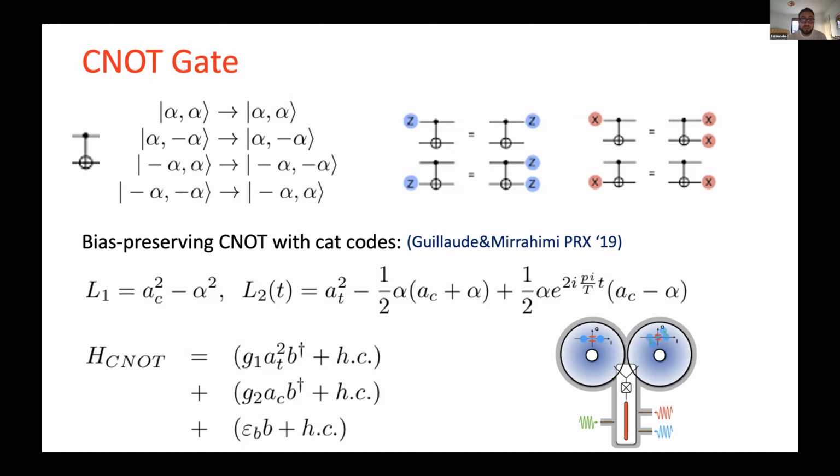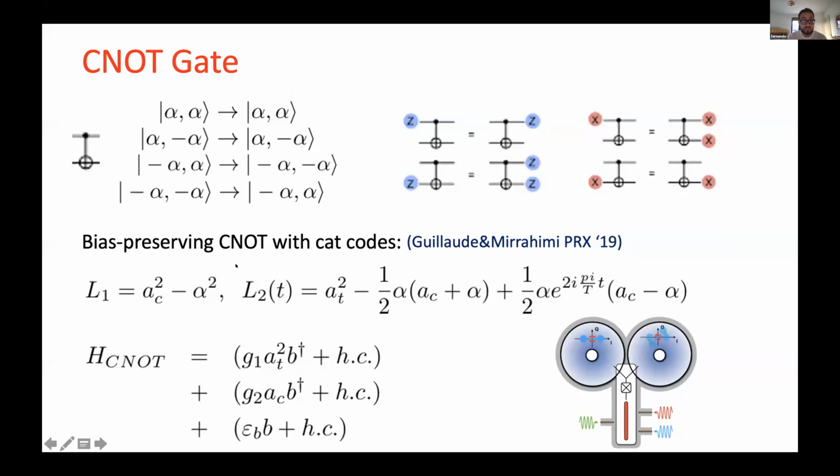And once you really think about the gate not as a unit block, but as coming from some interaction of some Hamiltonian and so on, there is a result that there is no way to implement a bias preserving CNOT if you only have qubits, if you only have two-level systems. So that's unfortunate, right, for trying to do these ideas of bias in your noise model. But what Gilad and Miharimi and also some other papers on Kerr-Katz, a little bit different scheme but related, found out is that with cat codes you can have a bias preserving CNOT gate.